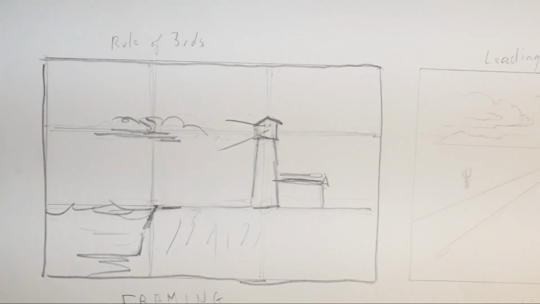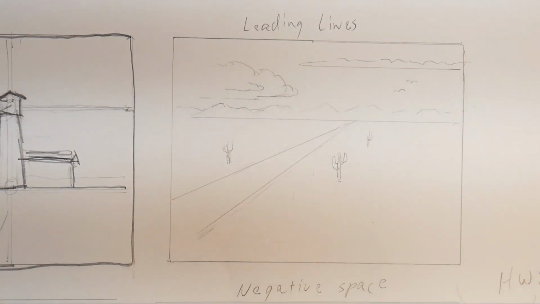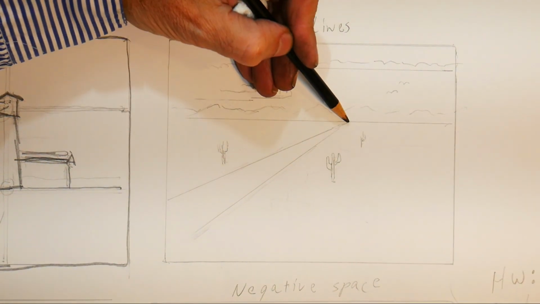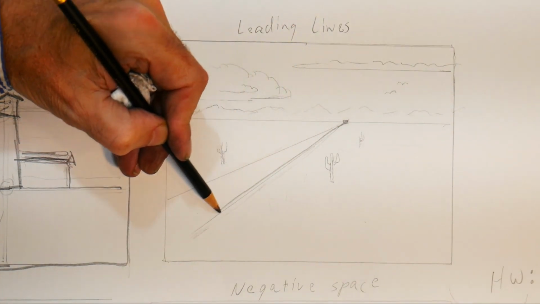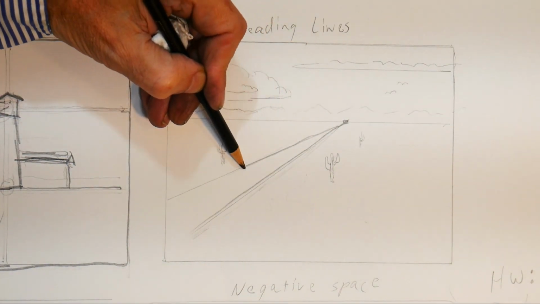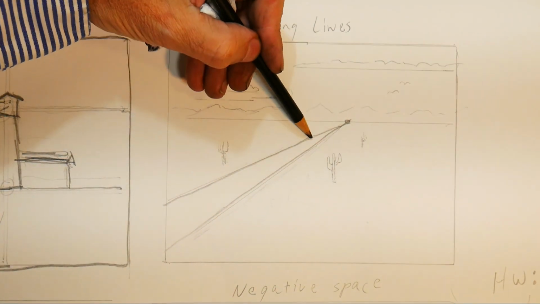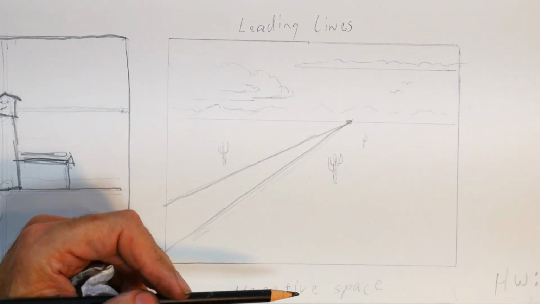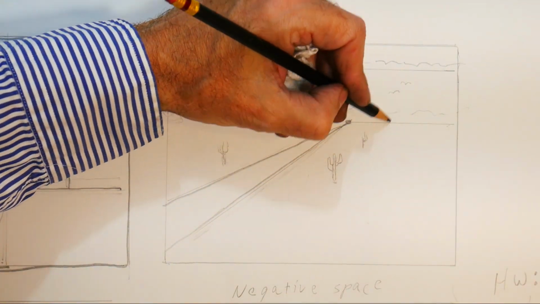Another important example of composition is what we call leading lines. Leading lines are really great for using 1-point perspective. These lines here lead our eyes in a certain direction. Now, one thing that's important to think about is that you don't want your leading lines to actually take you off the paper.